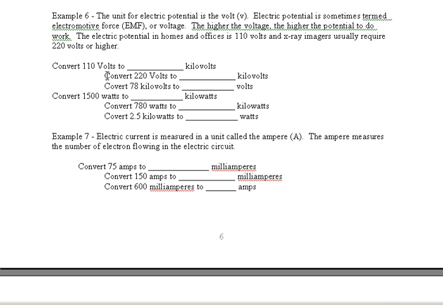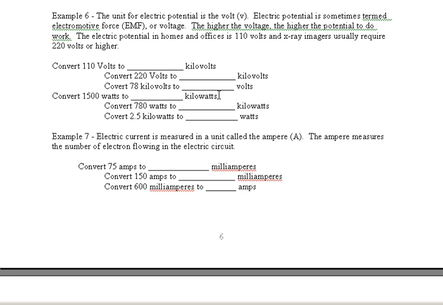The same type of system is used actually to convert with volts and using electricity here. A volt could be thought of as a base unit. And if you have 110 volts, how many kilovolts is that equal to? So we'd actually have to move the decimal point to the left 3 places, and it would be equal to 0.11 kilovolts. 220 volts would equal, move it 3 places to the left, 0.22 kilovolts.